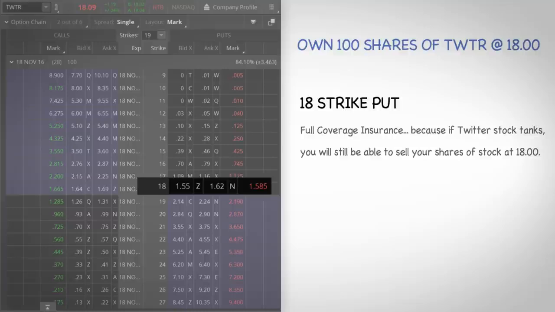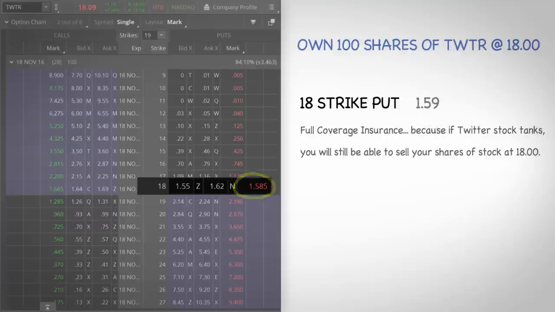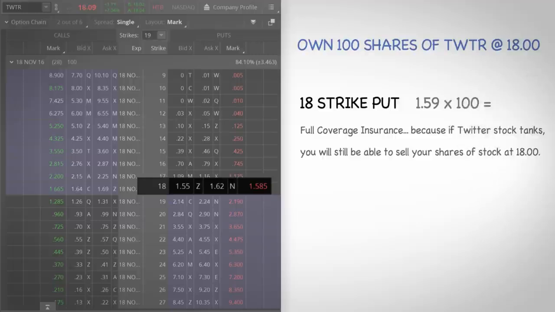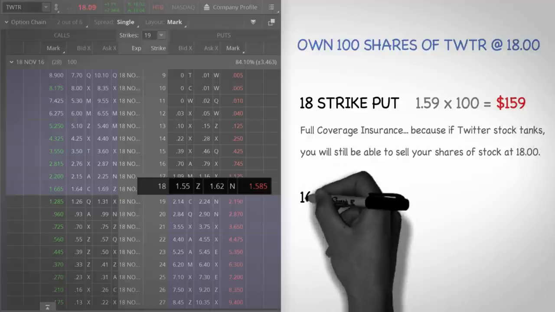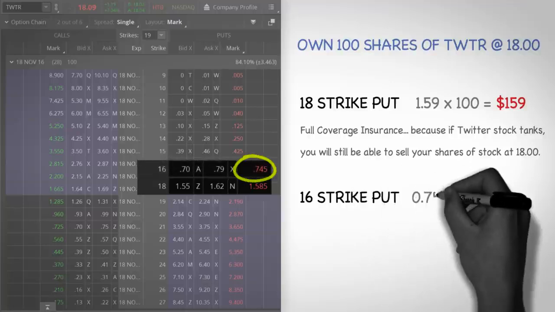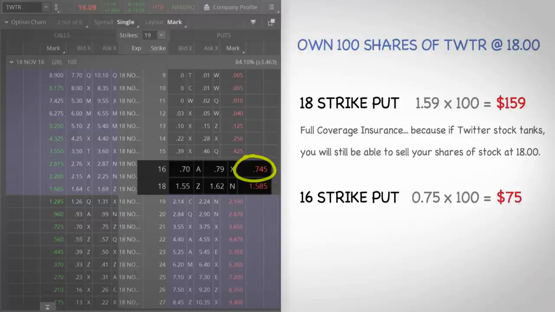And looking at the option pricing, you can see that it would cost around $159 for the 18 strike put option. And of course, multiply that by 100, and the cost of one contract of this 18 strike put option would be about $159. Now, if you were to buy the 16 strike put instead, you can see that it would cost you much less money. It would cost around $75 for one contract.